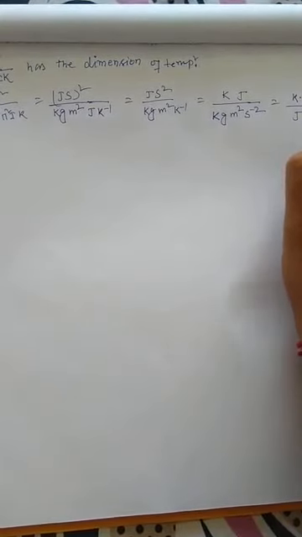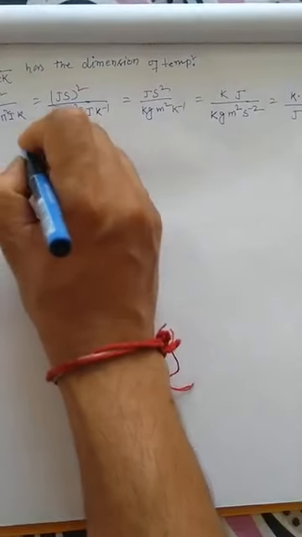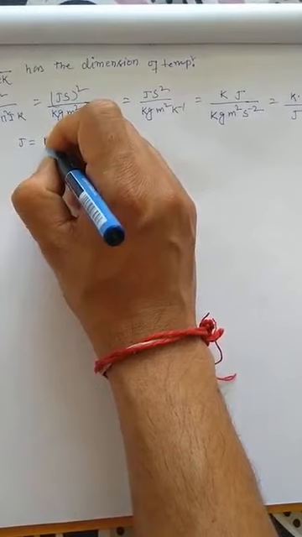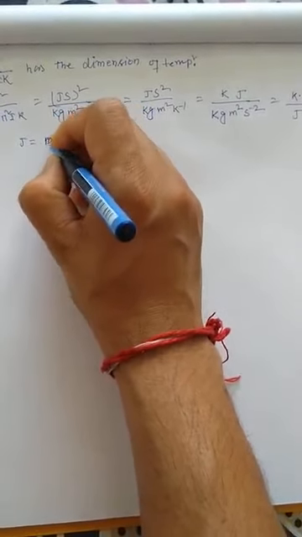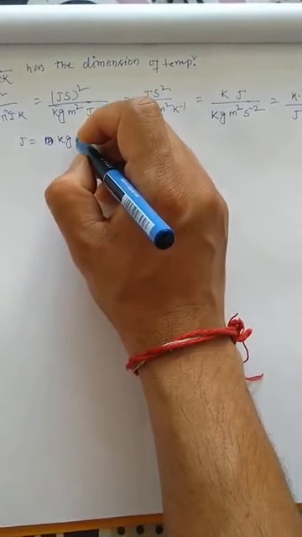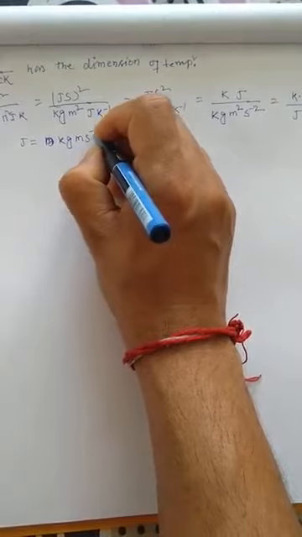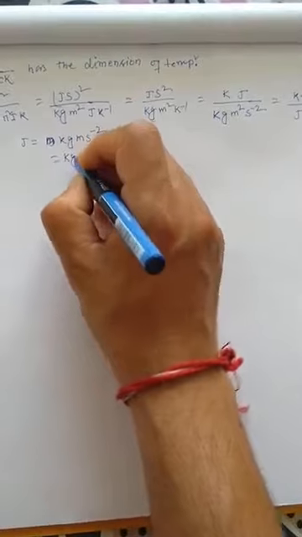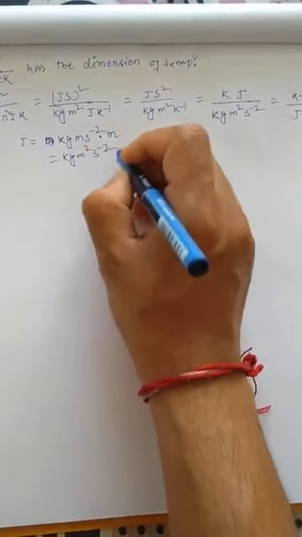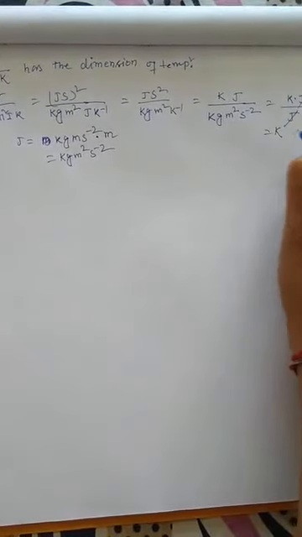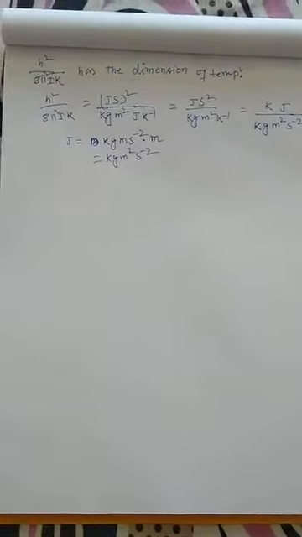We know that joule is the unit of work or energy, that is force into displacement, and force is mass into acceleration, multiplied by displacement. So it becomes kilogram meter square second to the minus 2. In place of this quantity I can put joule, so joule cancels and only Kelvin remains. That means h square by 8 pi square I into k has the dimension of temperature.